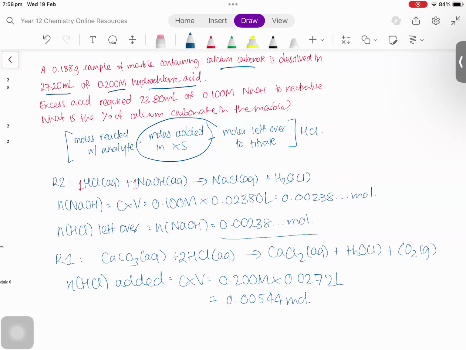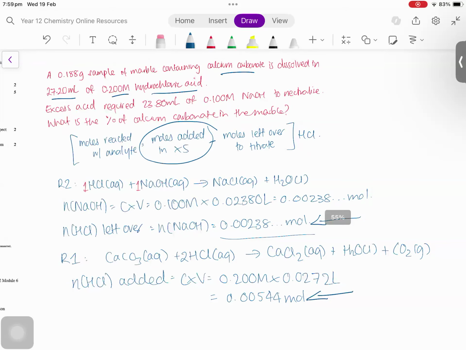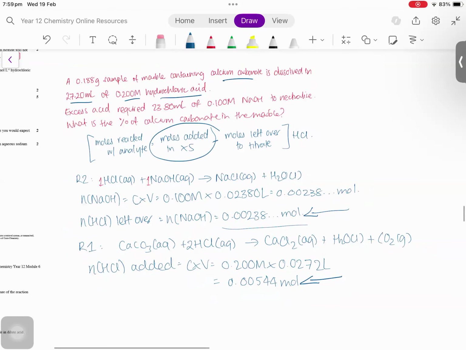You guys can do checks as you're going. Your moles of HCl added, should that always be a bigger number or a smaller number than the amount you have left over? It should always be bigger, yeah? The moles that you add at the very start of the experiment should always be bigger than the amount that was left over. So when you get to here, make sure that this is always a bigger number than this. Otherwise, something went wrong.